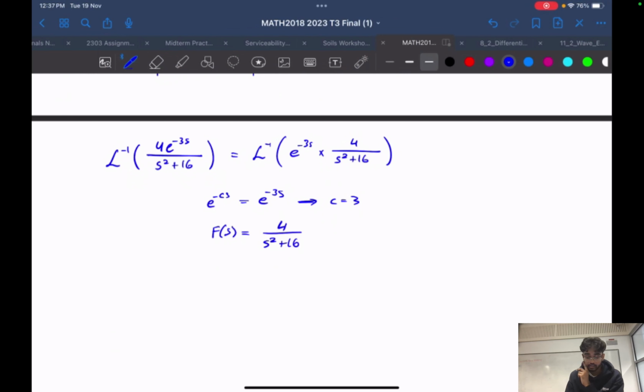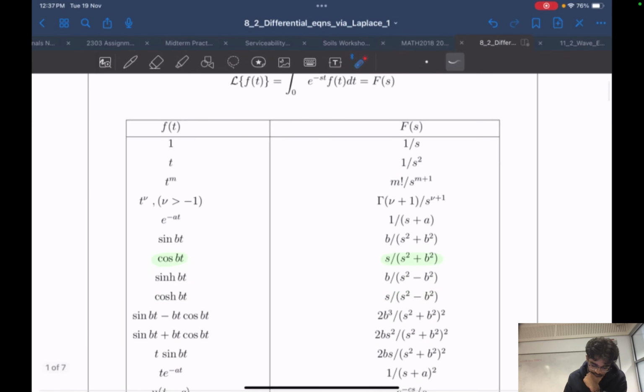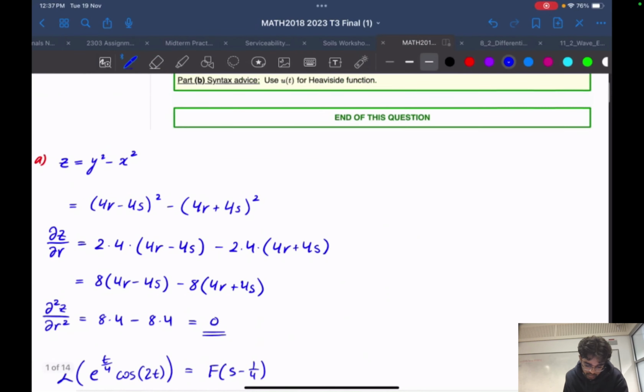Alright? This pretty much corresponds to this one over here, so this sine of bt. So if we take the Laplace transform of sine of bt, we get capital F of s being b over s squared plus b squared. So in our case, if we have b equal to 4, we'll get this to be 4 all over s squared plus 16, which is exactly what we have here. Alright, let me just check. Yeah, that's right.